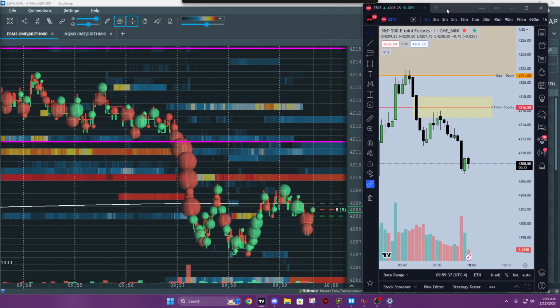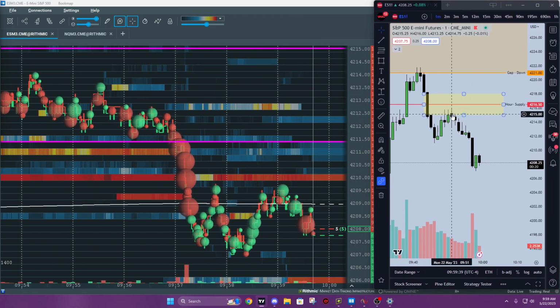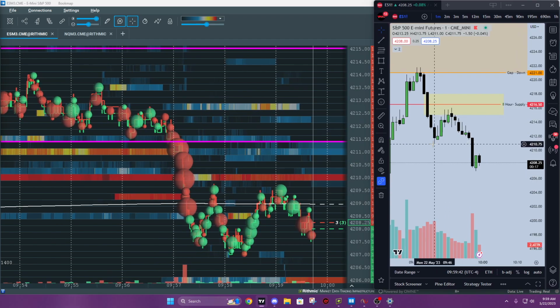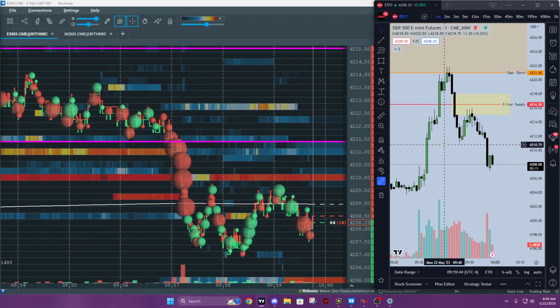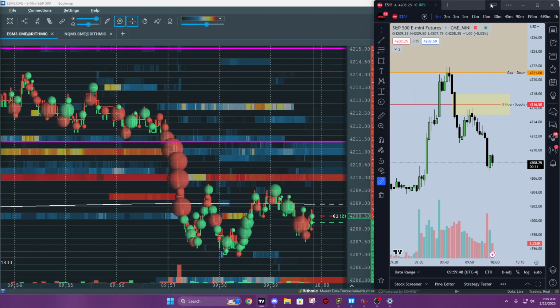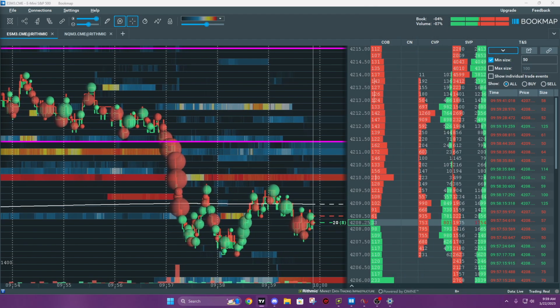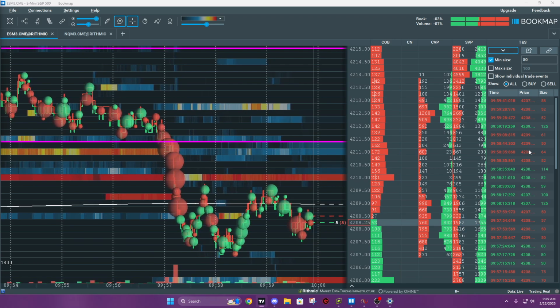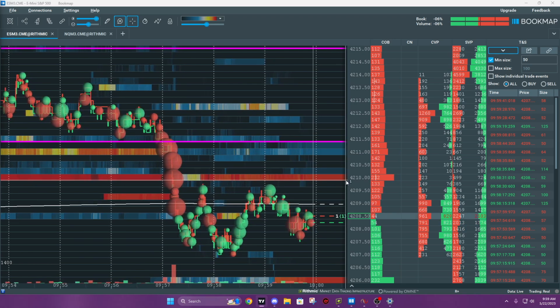Again, calling out a lot of plays this morning. Rejected this fair value gap. Said you could target here for a scalp, or even down here. Like 4204 would have been the other spot probably for me. I would have my stop loss at break even at this point.